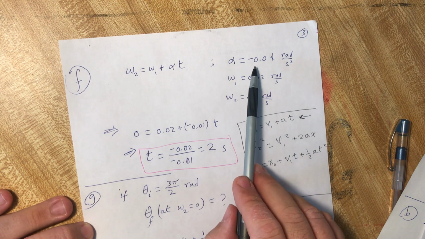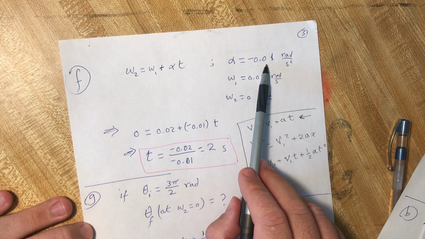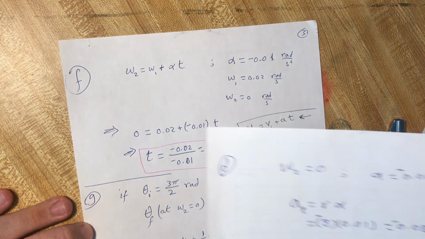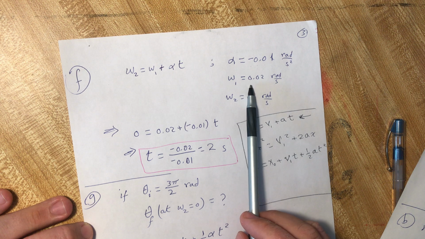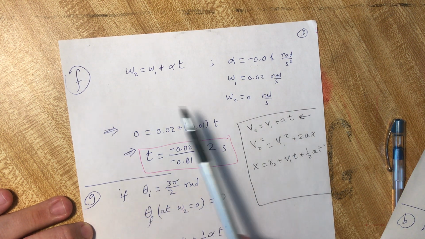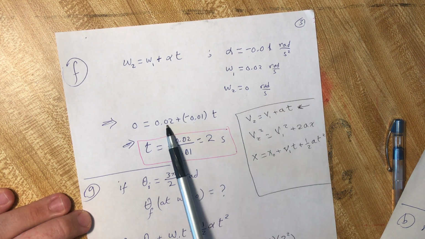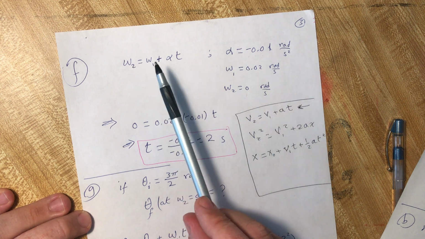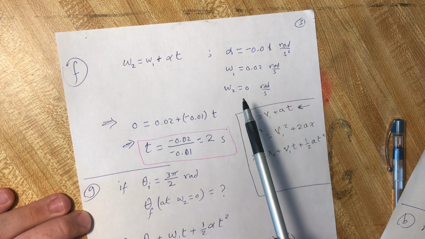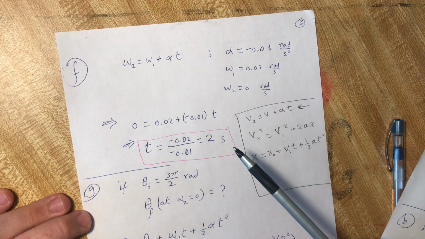We have alpha is negative 0.01. Yes, we have it. Yes, right. And omega 1 is 0.02 radians per second, and omega 2, as given in the previous part, is 0. So we can find them, put them in the formula. This is 0, this is omega 1, alpha is given also, with negative sign as we see before. Then we can find t is equal to 2 seconds.